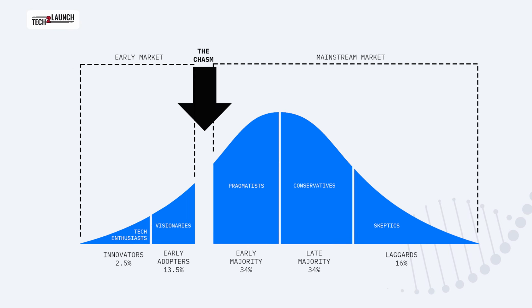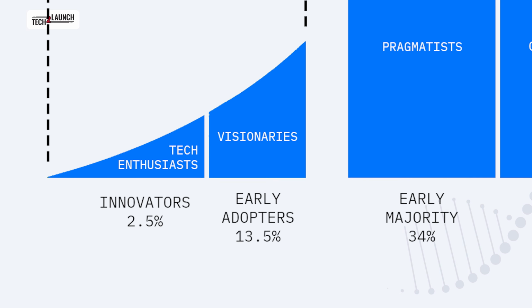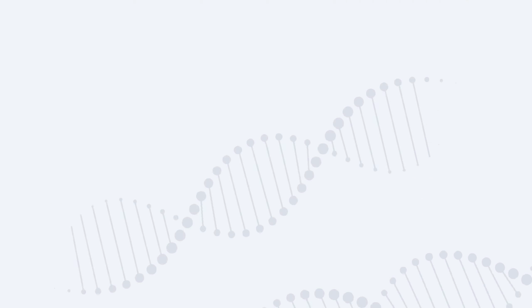Another tip is you can zero in on early adopters as your beachhead. These are people who are more like visionaries, or they are open to new technologies and innovation. For example, Intuitive Surgical targeted top-tier surgeons with the Da Vinci robot, building momentum before broader rollout.